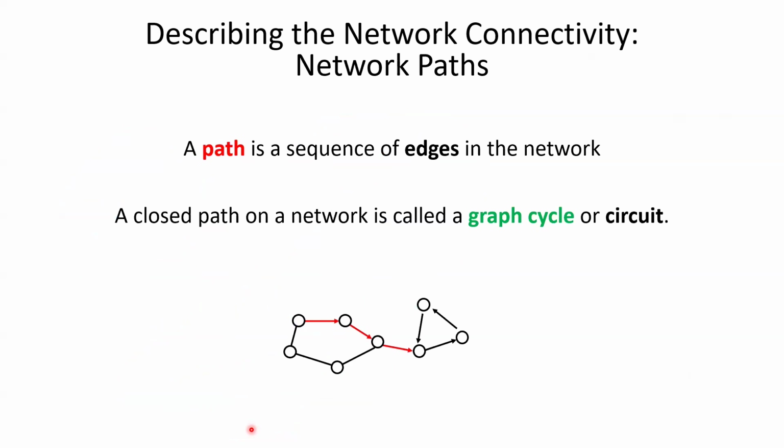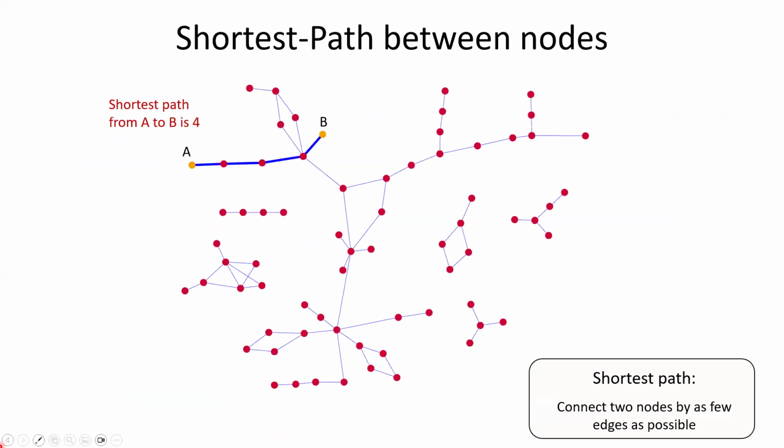How else can we describe network connectivity? The idea of network paths. A path is a sequence of edges in the network. For example, this is a path from this node to this node to this node to this node. A closed path on the network is called a graph cycle or a circuit. Why is this important? Well, network paths can tell you something about how you can traverse the network to get from one point to another.